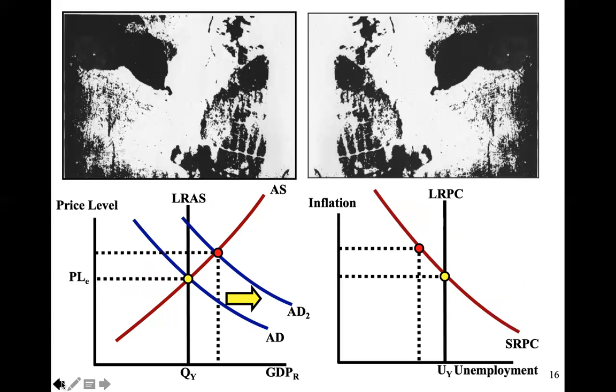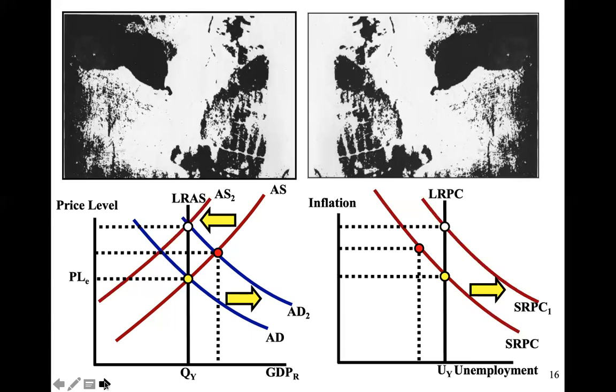What does that look like on the short run Phillips curve? Well, when AD increased, we moved along the short run Phillips curve to this red dot here showing inflationary gap. And then with our long run adjustment, as AS shifted to the left, the short run Phillips curve shifted to the right, giving us a white dot back here at the national rate of unemployment, shown by the white dot where the LRPC intercepts the SRPC.